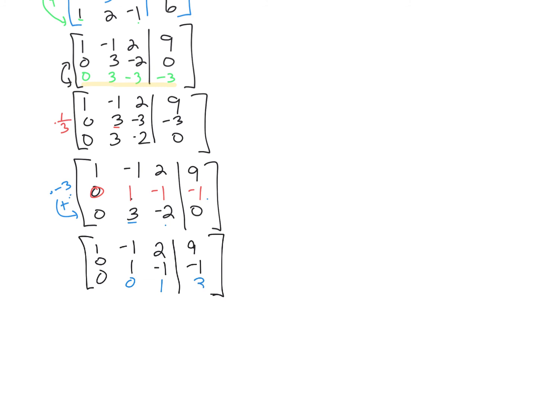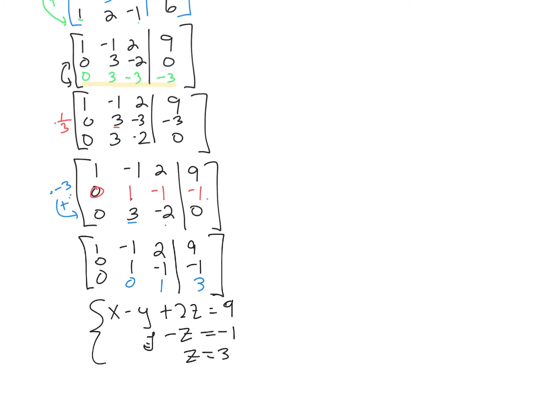Okay, once we get to this step, now we can write our system. The first equation is x minus y plus 2z equals 9. Our second equation is y minus z equals -1, and our third equation is z equals 3.